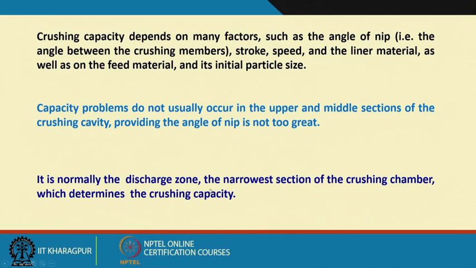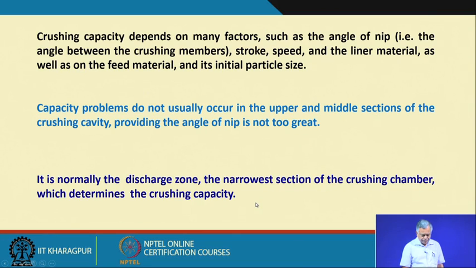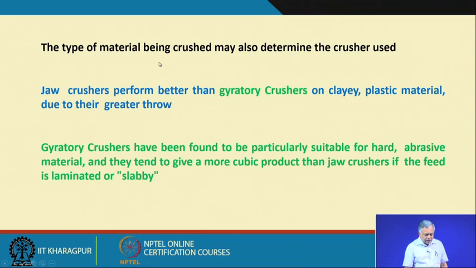That is why I have written that it is normally the discharge zone, the narrowest section of the crushing chamber, which determines the crushing capacity. The type of material being crushed may also determine the crusher used.